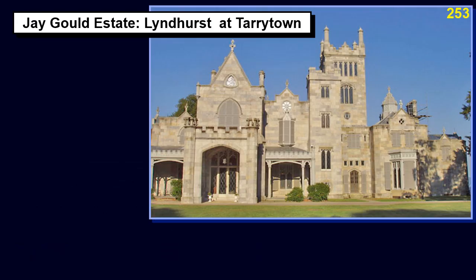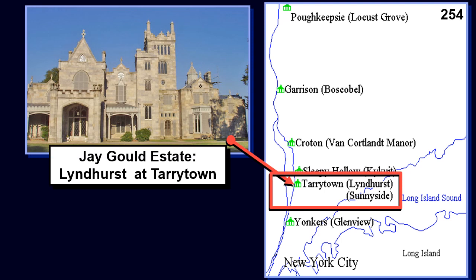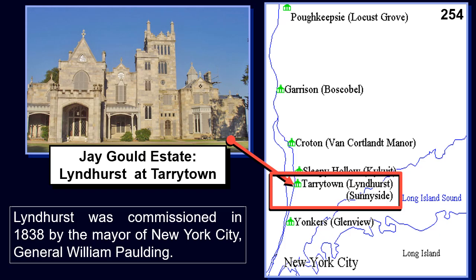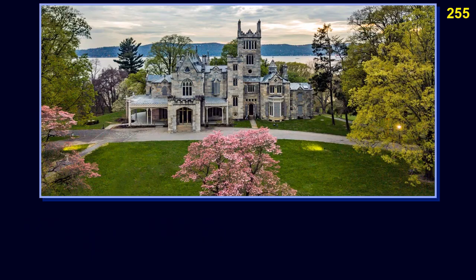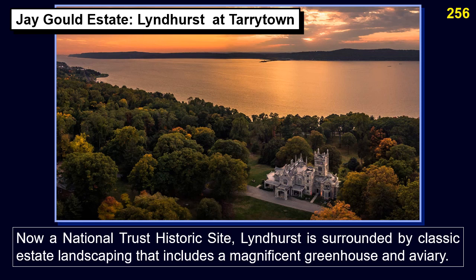Lyndhurst at Tarrytown is the Jay Gould Estate, with turrets, battlements, and a majestic tower. Lyndhurst stands as a Gothic castle guarding the Hudson. Lyndhurst was commissioned in 1838 by the mayor of New York City, General William Paulding. Subsequent owner George Merritt added a full story to the house and the third edition. Railroad magnate Jay Gould purchased the estate years later, making his own changes to the house and grounds. Now a National Trust historic site, Lyndhurst is surrounded by classic estate landscaping that includes a magnificent greenhouse and aviary.